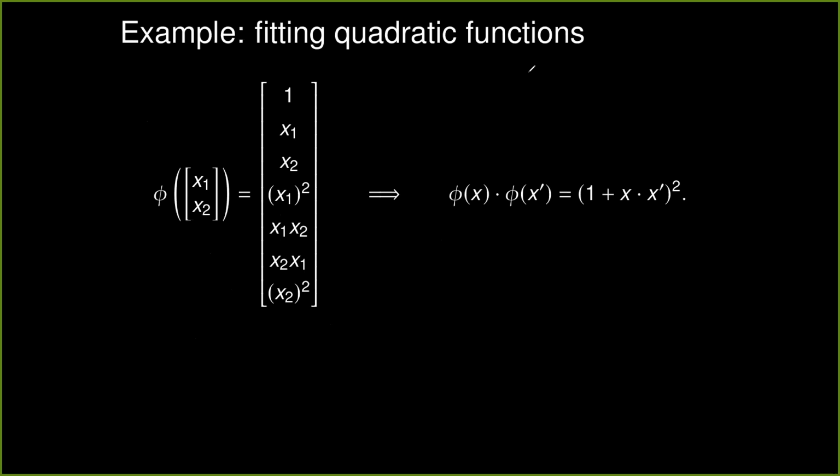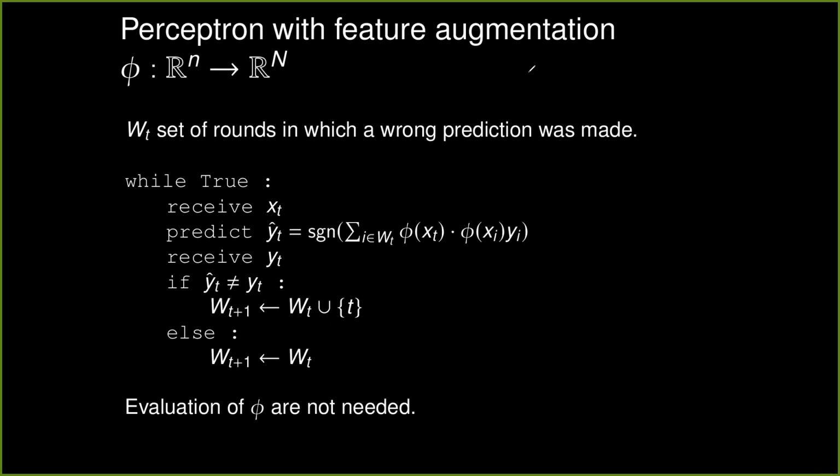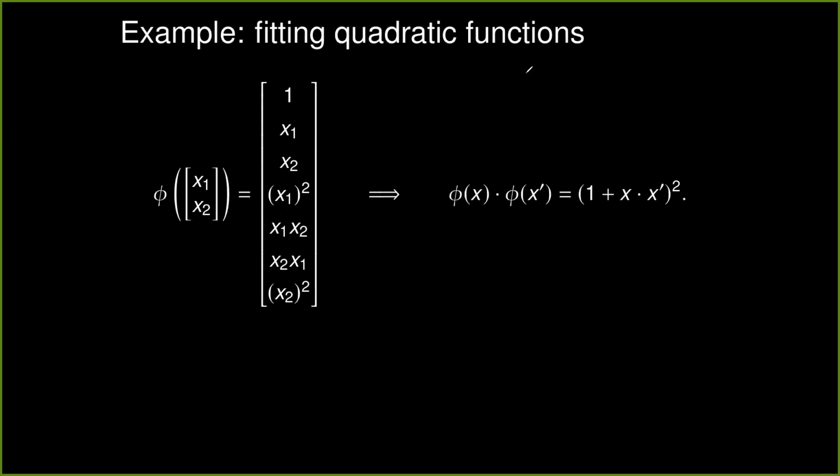Now the second task. I want to convince you that for this trick, if we do feature augmentation with polynomials, the dot products are very easy to compute. It's just some algebra, a very small computation. So let's see on the next slide.